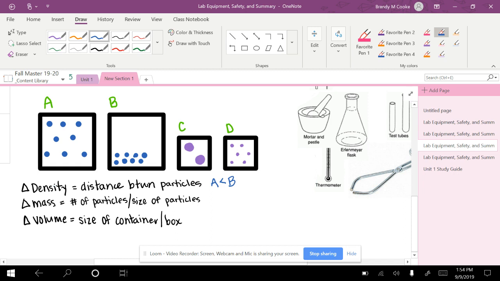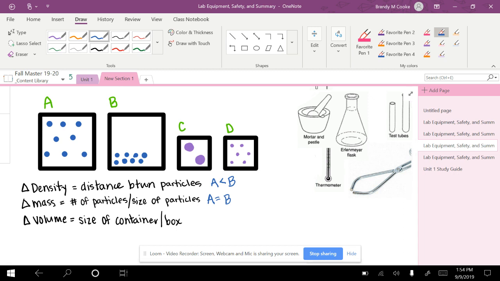Now, changing the mass could be changing the number of particles, or it could also be changing the size of the particles. So if I look at A compared to B, I'm going to say that the mass of each is equal to one another. So the mass of A equals the mass of B. And that's because they are both the same size. And there's 1, 2, 3, 4, 5, 6, 7, 8 in here, and then 2, 4, 6, 8 over here. So because we have the same number of particles, their masses should be equivalent.